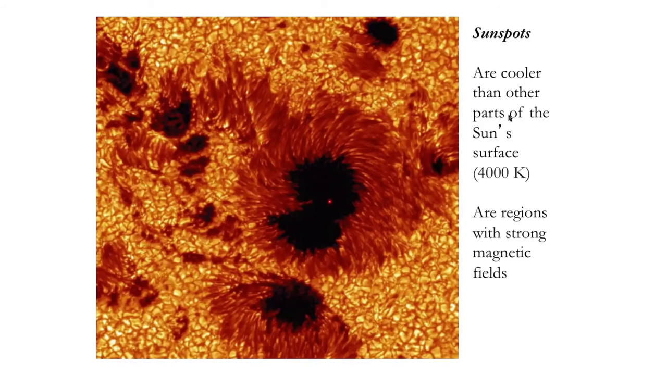It would still be glowing. It just isn't glowing nearly as brightly as the regions around it, so it looks darker. So it looks like a spot on the surface of the sun. So it looks like a sunspot. And we know that these are regions where the sun has very strong magnetic fields poking out through them.